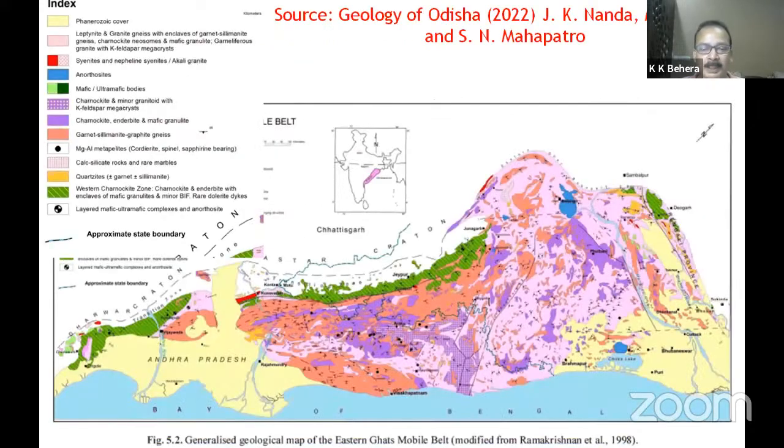Before going to that, this is the very fundamental map, a comprehensive map available for Eastern Ghats mobile belt, by Ramakrishnan et al. We have taken it from Geology of Odisha.